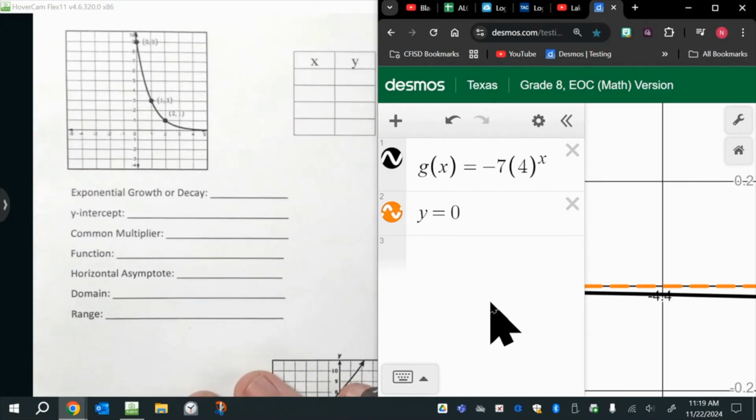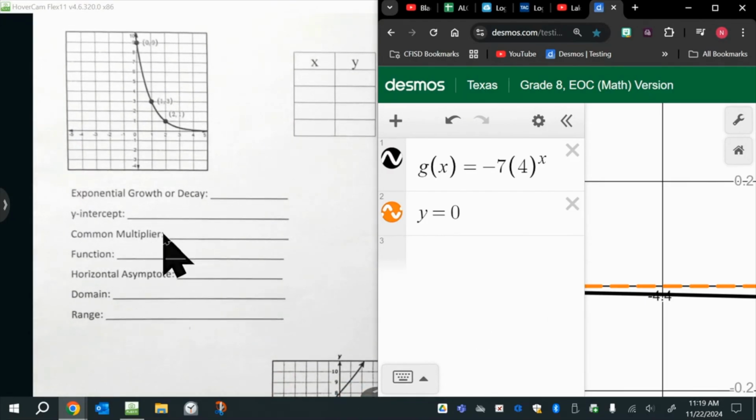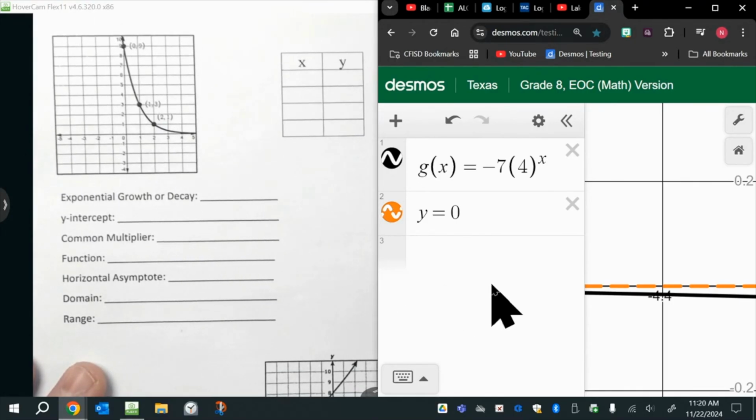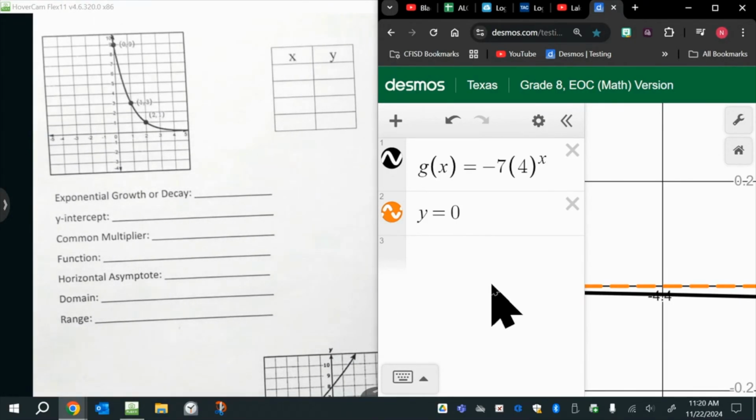We have another problem here. Is this growing or decaying? Well, you can tell that the line is going down as we go left to right. So this is what we would call decay.